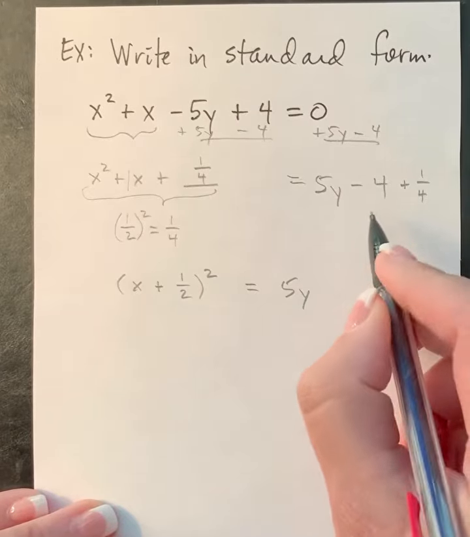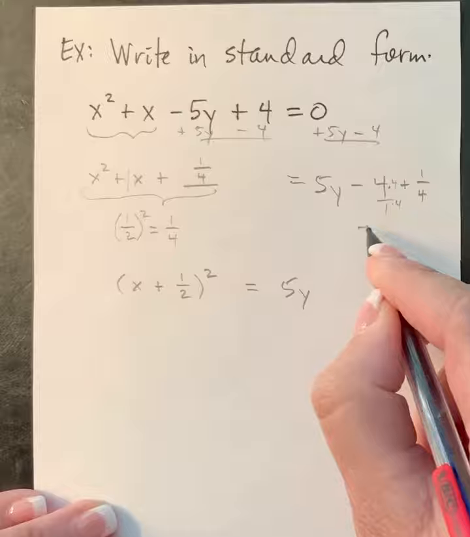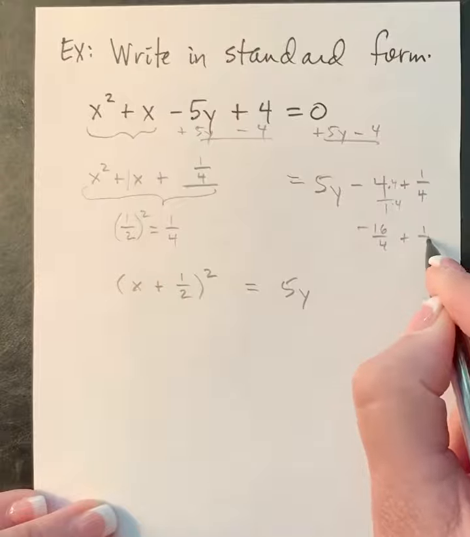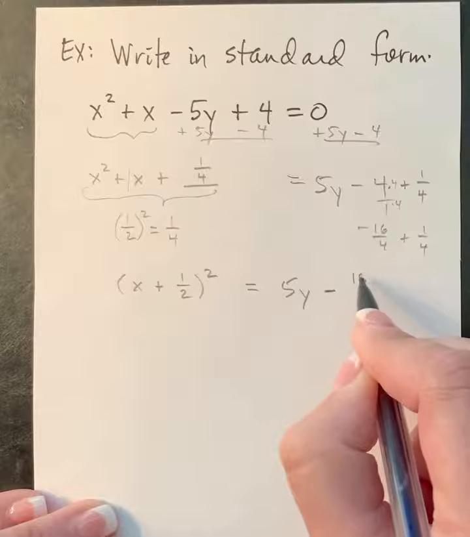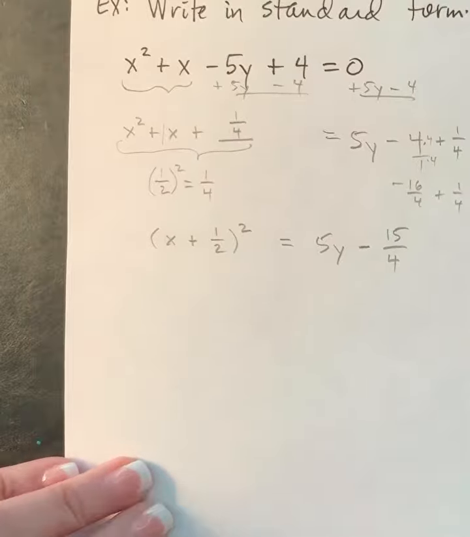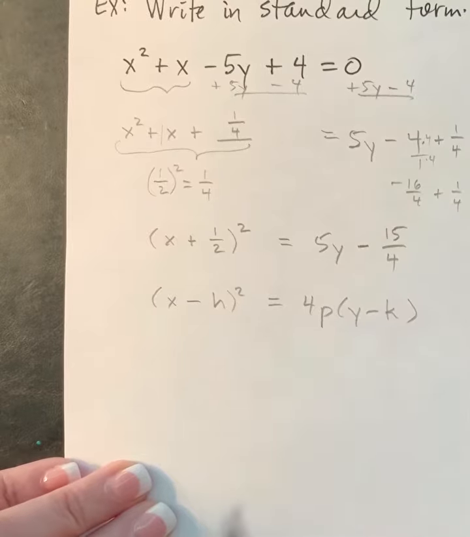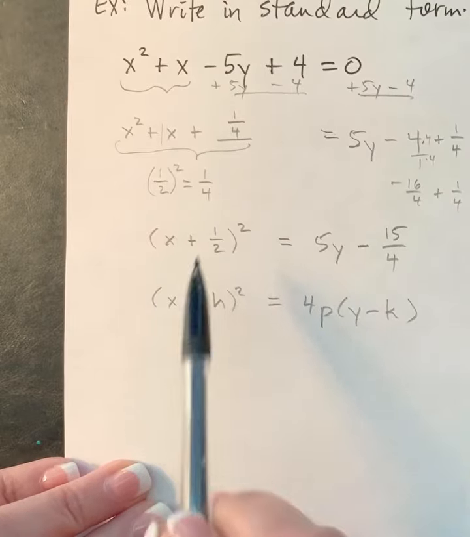5y. Now we need to fix that up a little bit, get a common denominator. So minus 4, I'll multiply it by 4 over 4. So that's minus 16/4 plus 1/4. So that's going to be minus 15/4. Okay, and then the last part, remember, I'm trying to turn it into this x minus h squared equals 4p times y minus k. So we've got the left good. Over here, we need this to be y minus k, not 5y minus something. This needs to be 1.